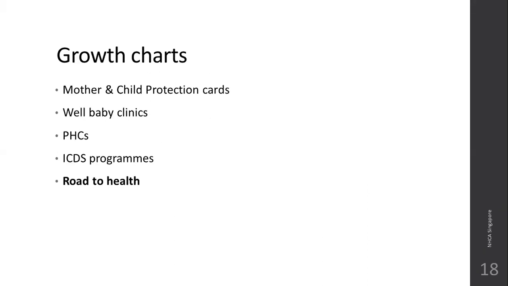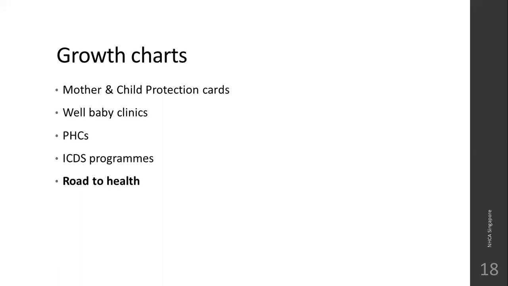So for growth charts, you have mother and child protection cards. I'll show you what it is. Well baby clinics are there for under 5, along with PHCs. Well baby clinics will also do the growth monitoring. They are a part of ICDS programs as well. They give out supplementary nutrition and also carry out government-led nutritional programs.